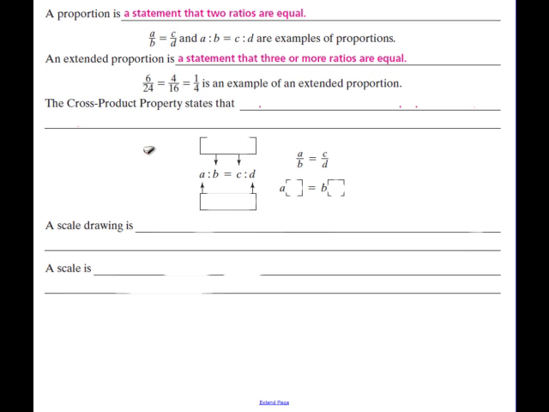We talked about cross products, and I think most of you have experience with that, but the property itself, if we wanted to spell it out, says the product of the extremes of a proportion is equal to the product of the means. Now, we probably don't know these terms, right? The extremes and the means.